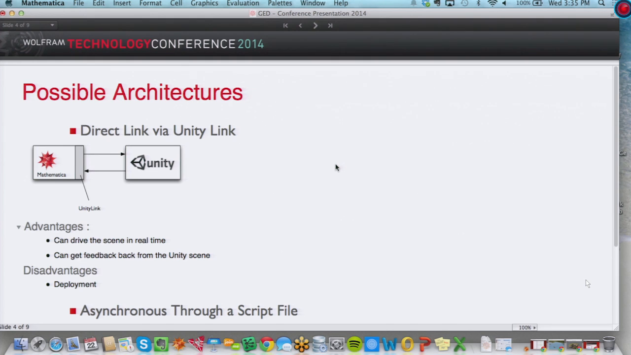And there are a couple of ways when you look at, all right, so I want to integrate Mathematica with Unity. How do I do it? There's really it comes down to two different choices.